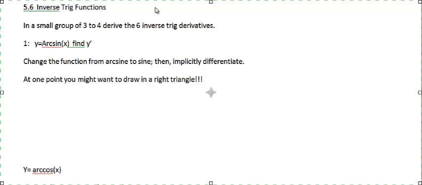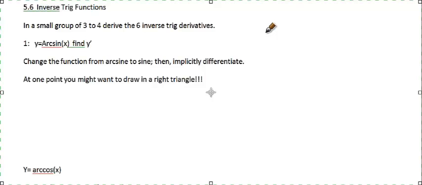Alright, so 5.6 is all about inverse trig functions. I'll show you how a couple of them are come by and then show you how to use some of them as well. So the basic idea, if you wanted to prove one of the trig derivatives, you could just look them up in the table if you didn't know what the derivative of arcsine was. But you really want to change the function of arcsine to sine.